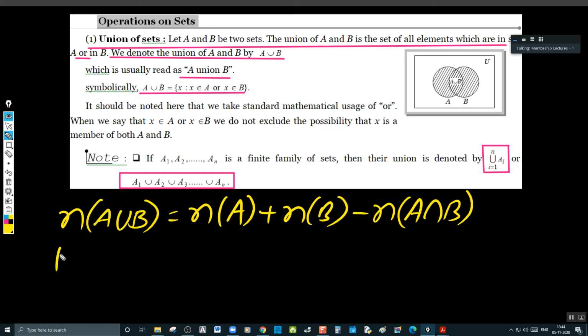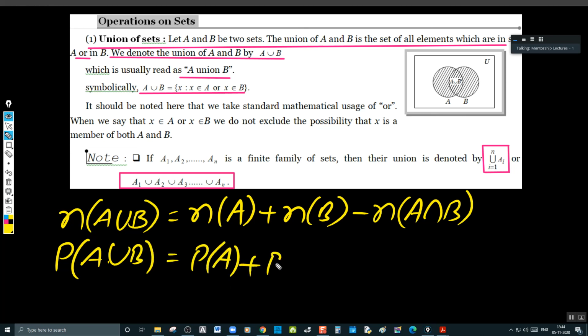In further probability, that n will be replaced with P. That's it. P of A union B is equal to P of A plus P of B minus P of A intersection B. Can anyone tell me what is the classical definition of probability? What is the definition you have learned in probability? Anyone in the class? Number of favorable outcomes divided by total number of outcomes.